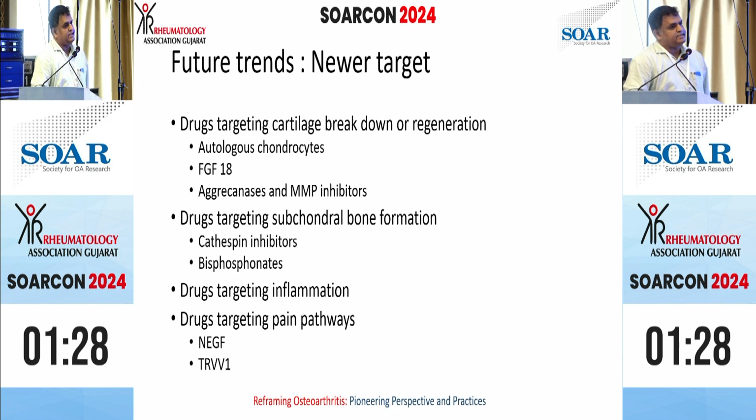So this is, as I said, an exciting area of research, with a lot of research going on. Mainly four pathways are targeted. There are drugs targeting cartilage breakdown or regeneration, like autologous chondrocytes, FGF18, aggrecanases, and MMP inhibitors. Drugs targeting subchondral bone formation are being tried, like cathepsin inhibitors and bisphosphonates. Drugs targeting inflammation, like disease-modifying agents and biologics. And drugs targeting pain pathways are also coming up, like NGF and TRPV1.